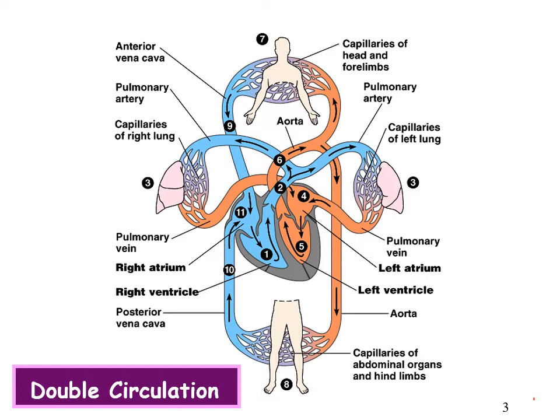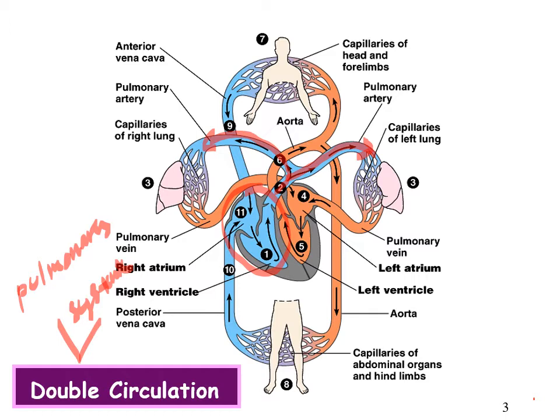So for the double circulation, we can divide into 2: pulmonary circulation and systemic circulation. For the pulmonary circulation, it happens when the right side of the heart pumps the deoxygenated blood to the lung. It will pump to the right lung and also to the left lung.